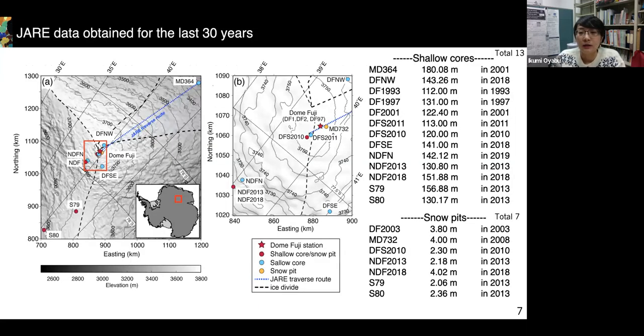The study area is inland Dronning Maud Land around Dome Fuji station. As I said, we used 13 ice cores and 7 snow pit samples. Generally, air mass with moisture comes from this direction to inland sites, so the surface mass balance is larger on the windward side of the ice divide than on the leeward side.